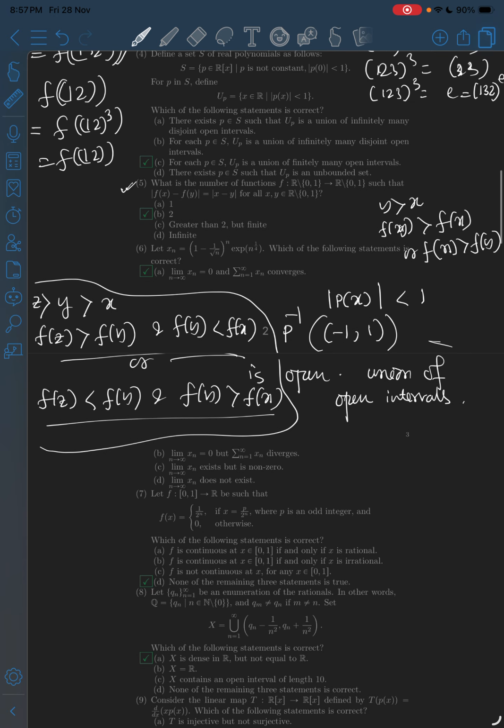Again, in this problem also, if you draw the picture, if you think it properly, then you will get the answer. So only two.